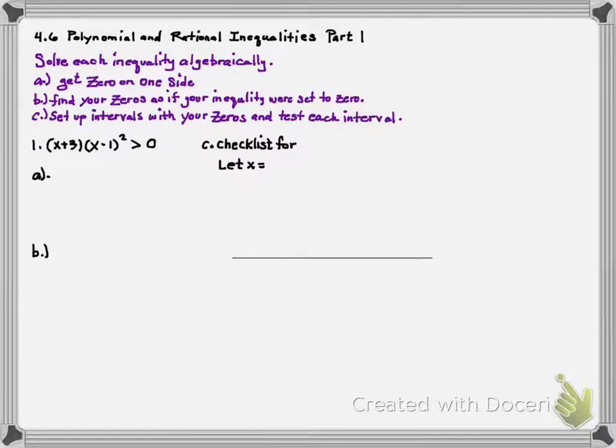All right, 4.6, polynomial and rational inequalities, and this is going to be part 1. So what we're going to do is solve each inequality algebraically. There are a few steps you need to take to make life easier on yourself.